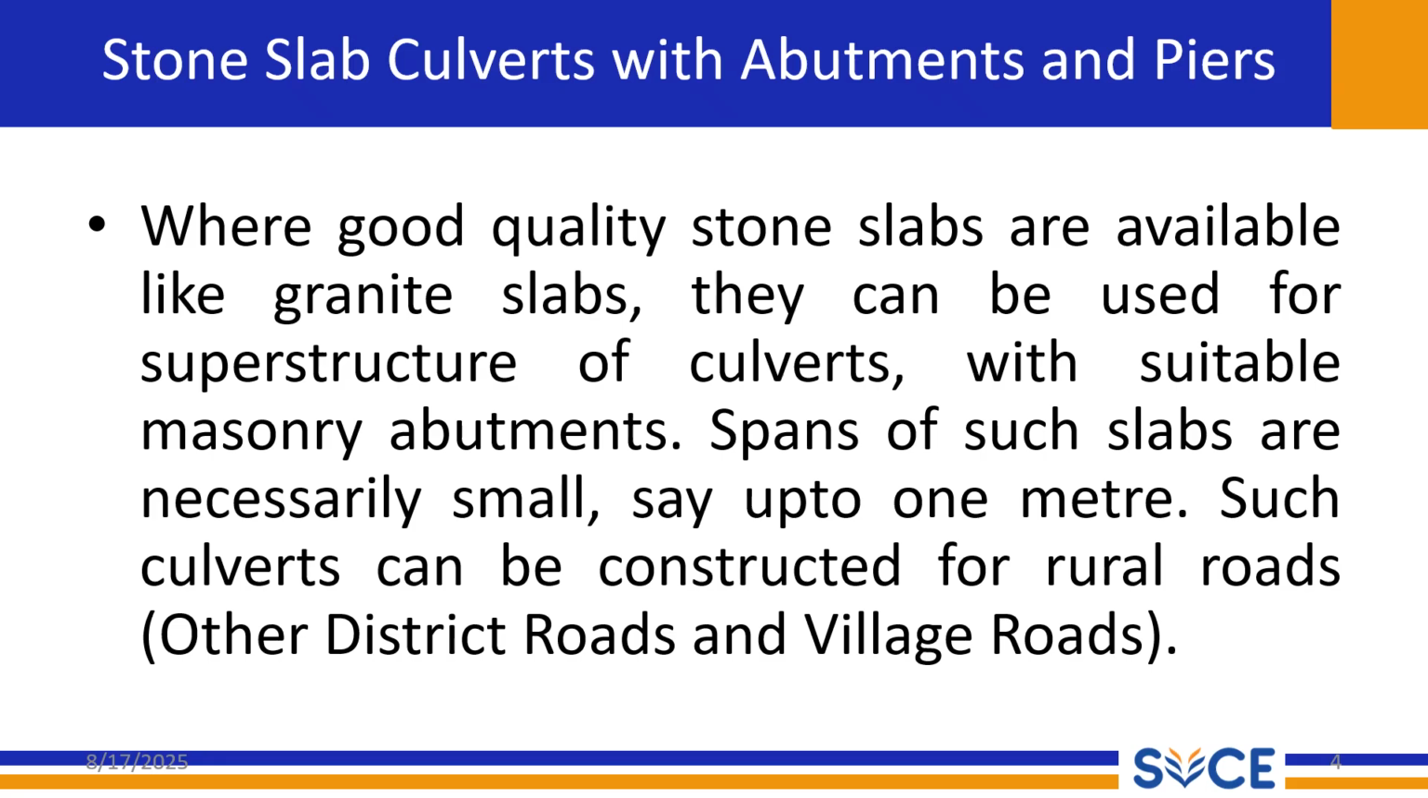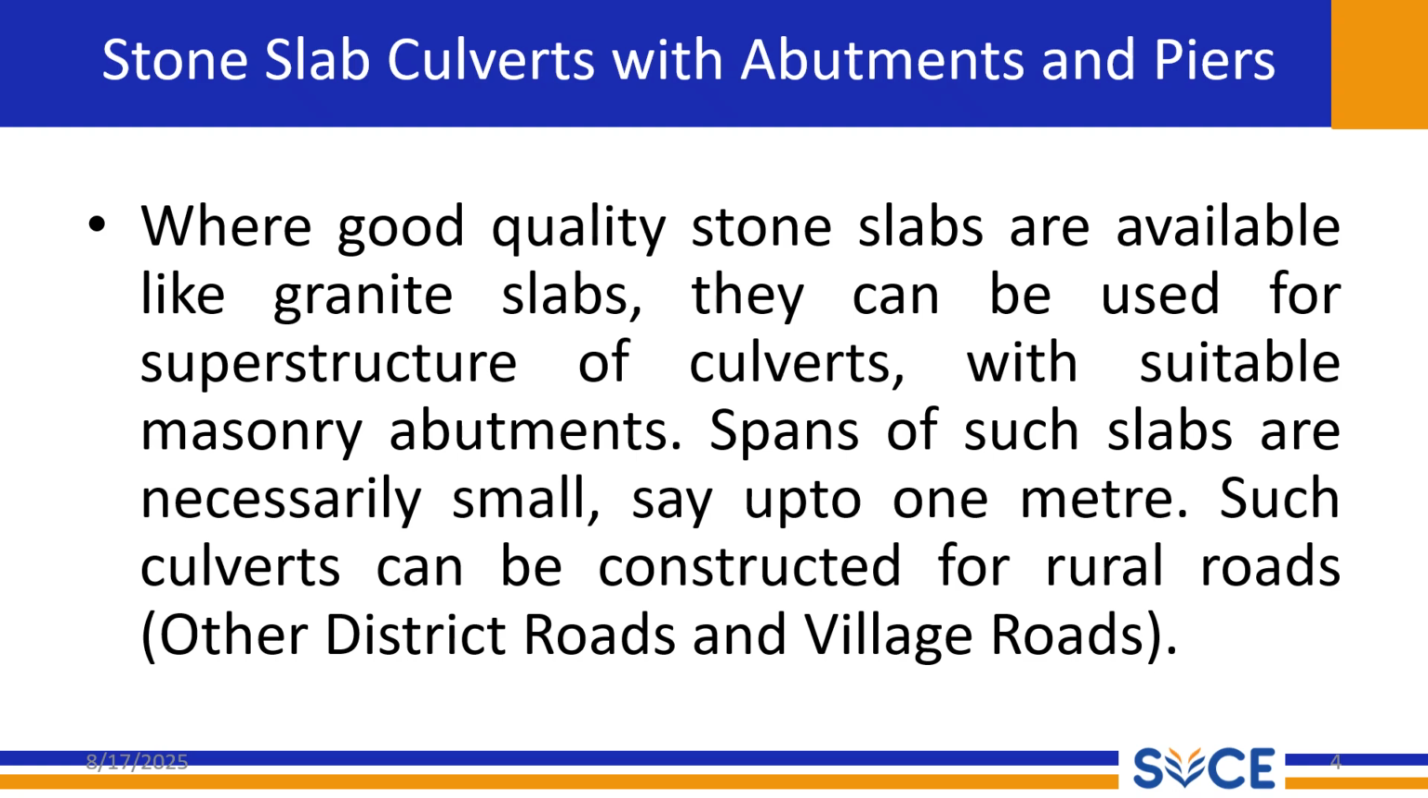The abutments act as main load-bearing walls at the ends of the culvert, transferring the loads of the stone slab and the traffic to the foundations. When the span exceeds the length a single stone can cover, piers are constructed between the abutments. These piers serve as intermediate supports, reducing the effective span of the slab and allowing more stability.